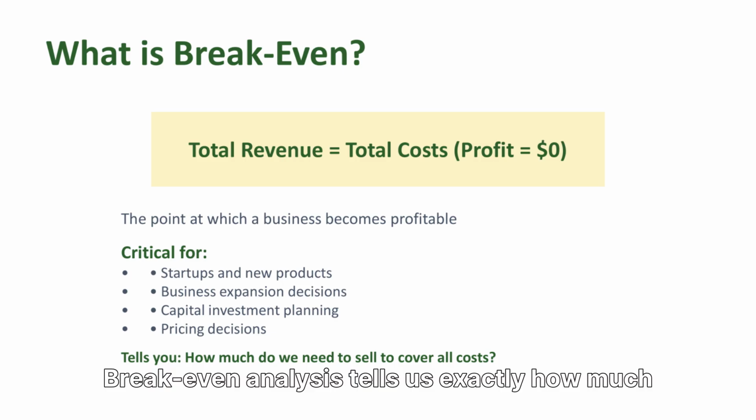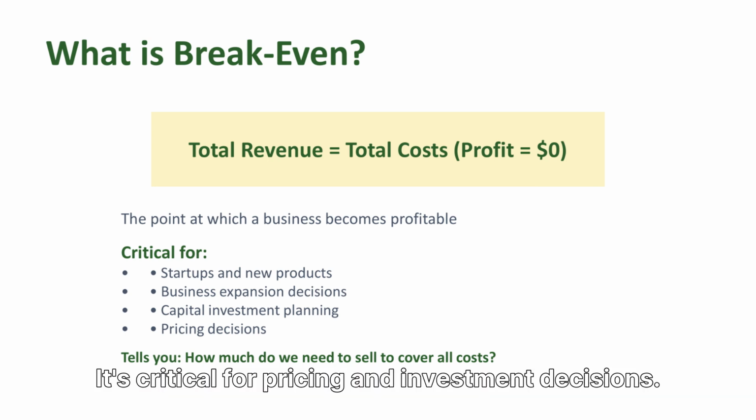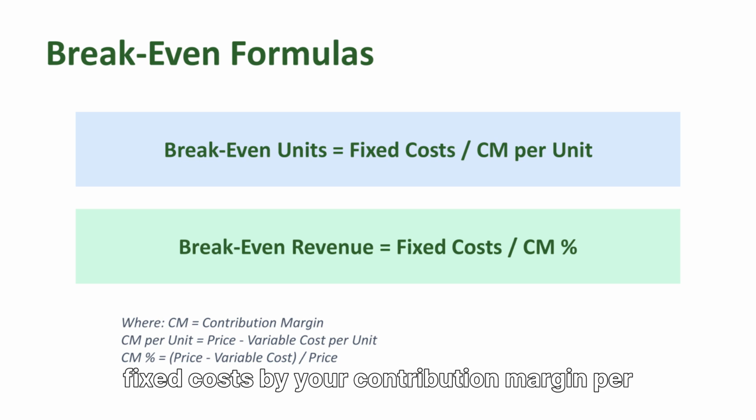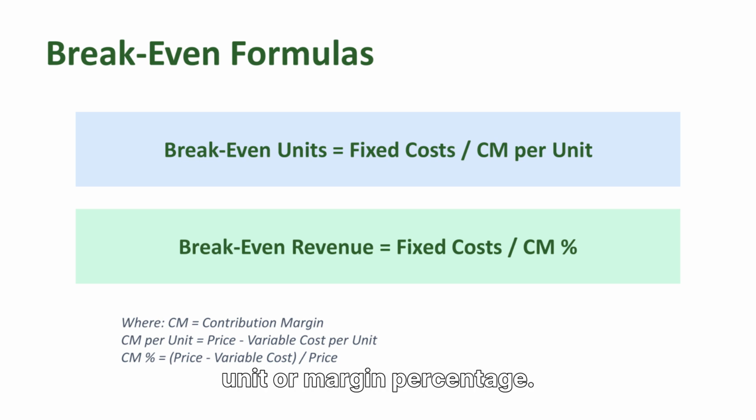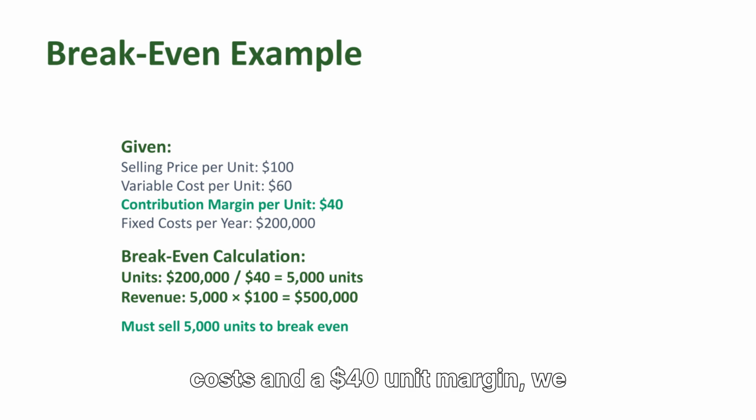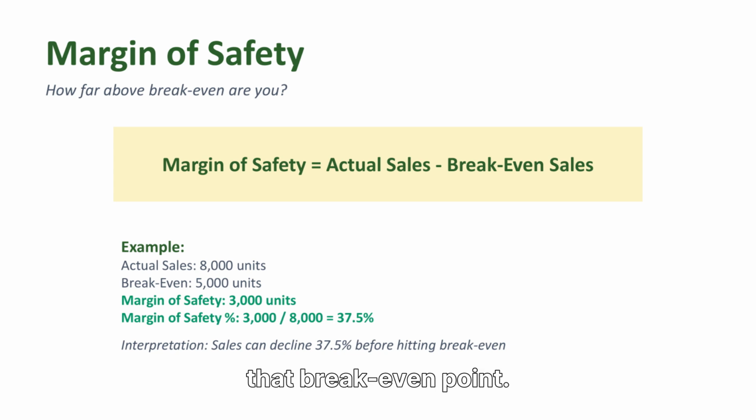Break-even analysis tells us exactly how much we need to sell to cover all our costs. It's critical for pricing and investment decisions. The formula is simple. Divide your total fixed costs by your contribution margin per unit or margin percentage. In this example, with $200,000 in fixed costs and a $40 unit margin, we need to sell 5,000 units to break even. The margin of safety tells you how far sales can decline before you hit that break-even point. It's your buffer against risk.